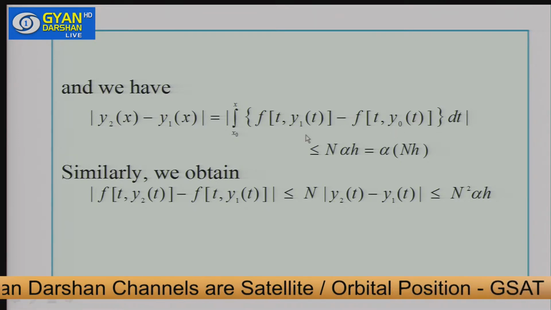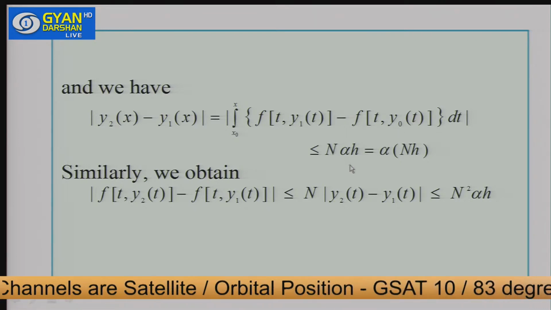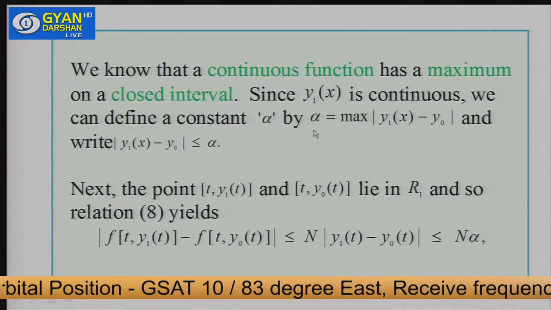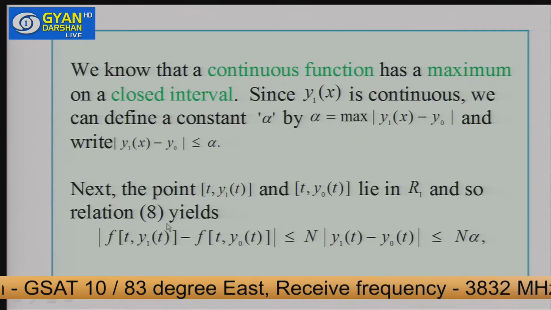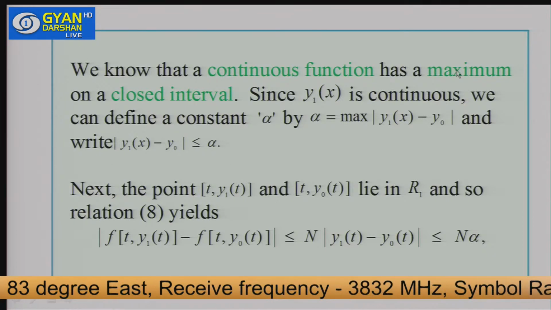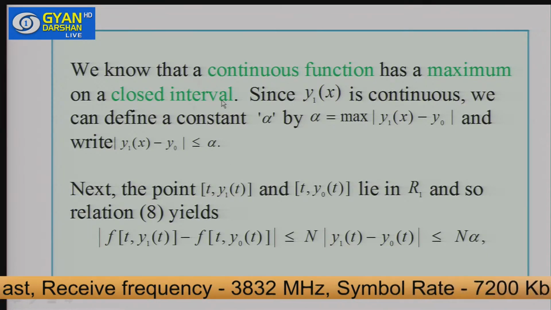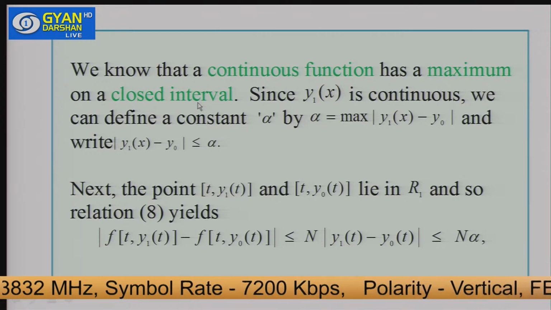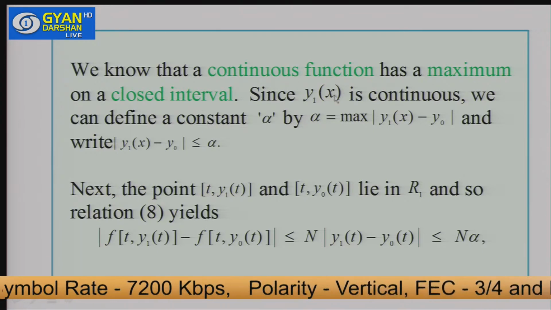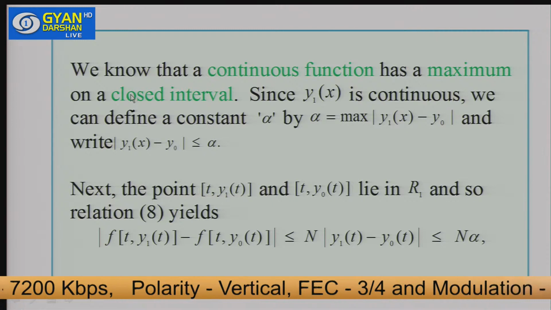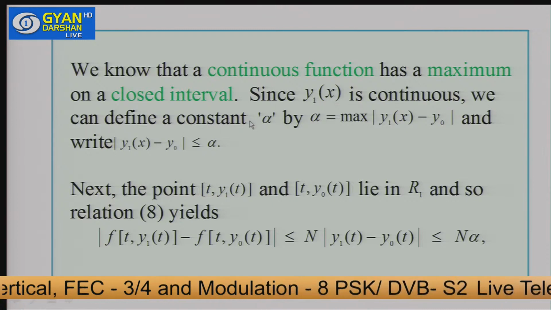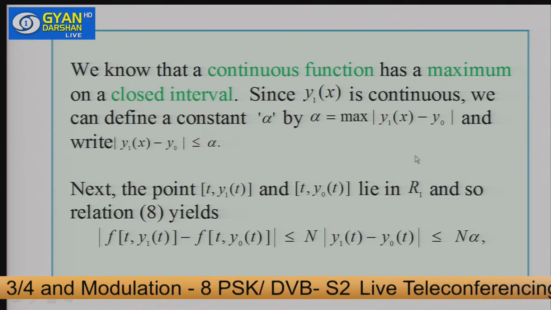This is, and again y1 minus y0, we know that is Mh, and M is again, they have shown this alpha. So they have used all these things. Okay, let's go. We know that a continuous function has a maximum on a closed interval, since we have already seen that a continuous function on a closed interval is bounded. So if it is bounded, it has a maximum. Since y1 is continuous, we can define alpha by this and this.